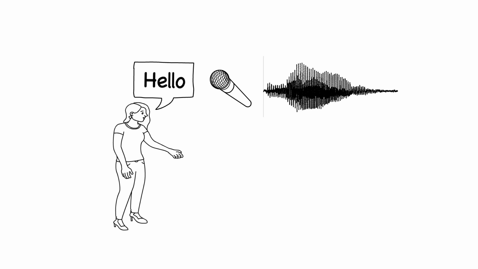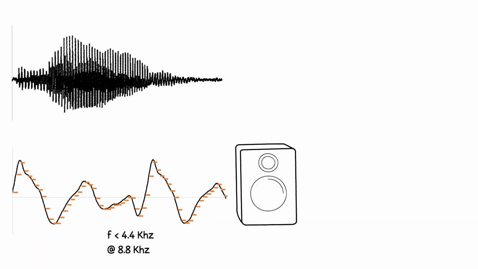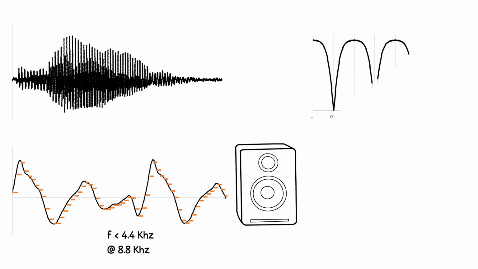Let's zoom in on a portion of this signal. The signal has been filtered to remove frequencies above 4.4 kHz and sampled at 8.8 kHz to produce the orange samples. If we convert back from digital to analog by playing out the square wave formed by the orange samples, we're going to get alias energy transfer to higher frequencies.